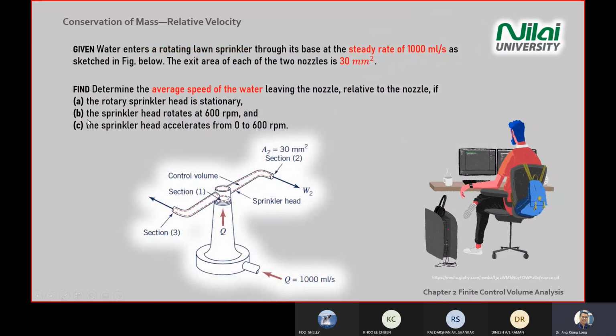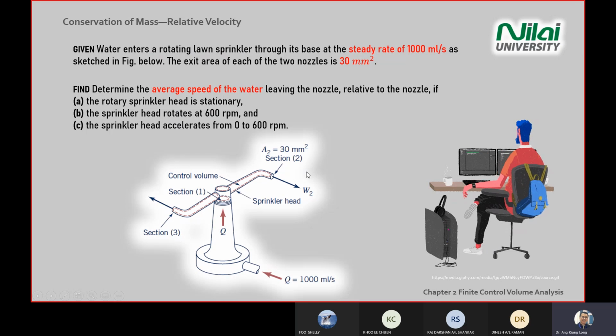The second one, scenario B, after you solve the first scenario, is where the sprinkler head rotates at 600 RPM, revolutions per minute. As you can reason from the diagram, if you spray from this area, the water comes out like that, so the head rotates anti-clockwise if you view from the top. So it rotates at 600 RPM.